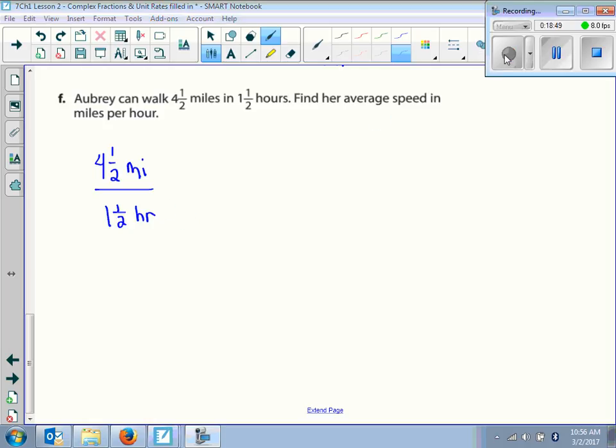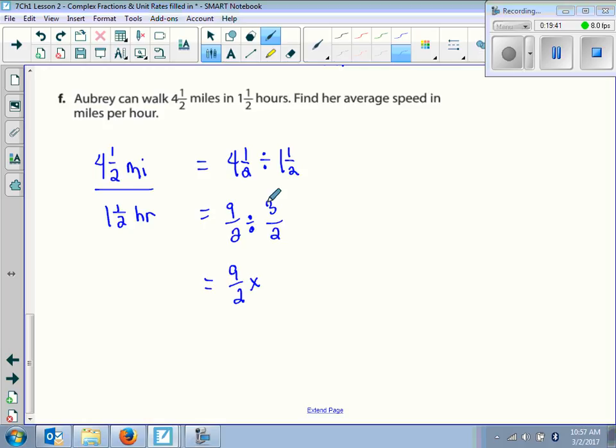Okay? So now we're going to change this complex fraction to a division. Okay? So this is going to be 4 1/2 divided by 1 1/2. Now before I do my calculations, I have to change all of my mixed numbers to improper fractions. Very good. So this is going to be 9/2, and we're going to divide by 3/2. And now it's simple division, right? So when we divide fractions, we multiply by the reciprocal.